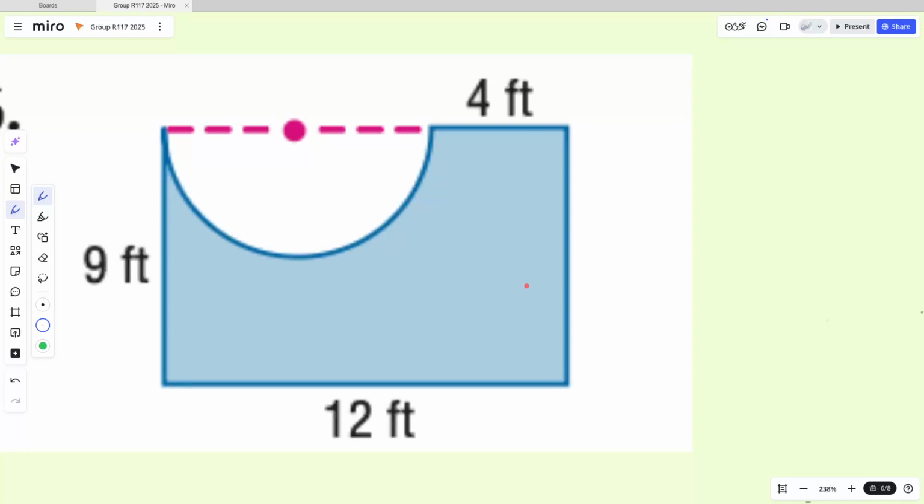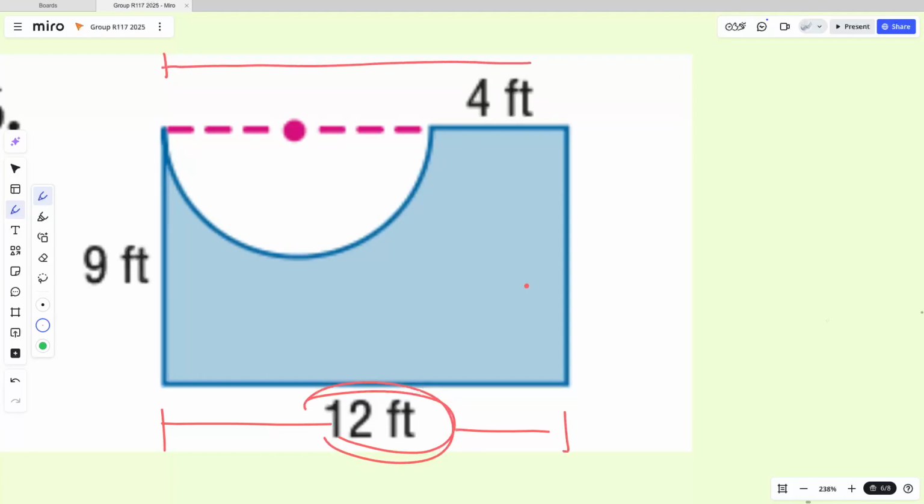Something we were doing yesterday, when we get these rectangles, like this side of the rectangle has to be equal to the other side. So we can take this 12 and translate it up there where we need it. Now I can see this relationship between 12 and 4 and this missing bit. So 12 minus 4 is 8, which means my radius is 4.